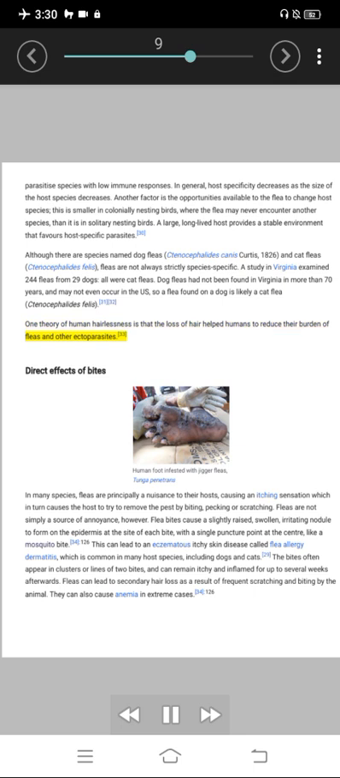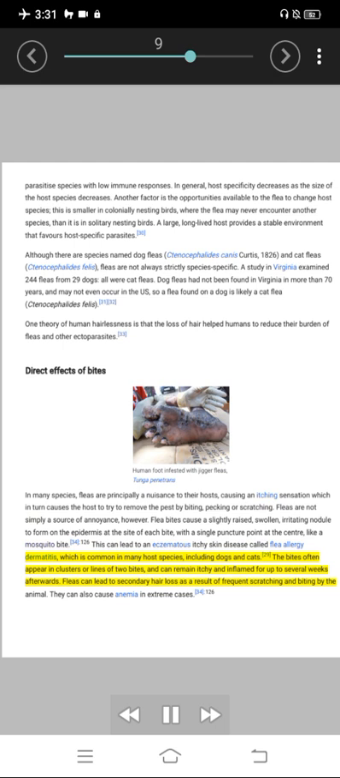Direct effects of bites. Human foot infested with jigger fleas, Tunga penetrans. In many species, fleas are principally a nuisance to their hosts, causing an itching sensation which in turn causes the host to try to remove the pest by biting, pecking or scratching. Fleas are not simply a source of annoyance, however. Flea bites cause a slightly raised, swollen, irritating nodule to form on the epidermis at the site of each bite, with a single puncture point at the center, like a mosquito bite. This can lead to an eczematous itchy skin disease called flea allergy dermatitis, which is common in many host species, including dogs and cats.